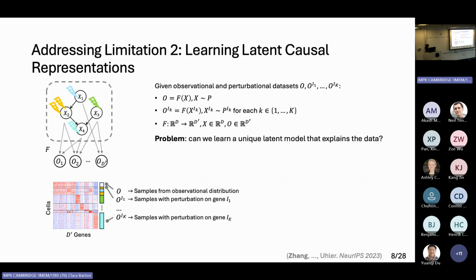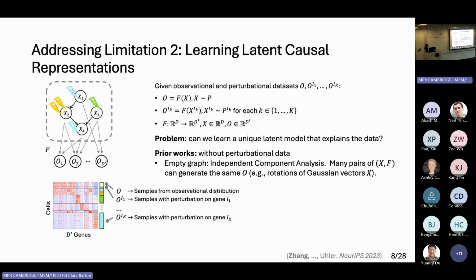So a precursor of this problem is the case without any perturbational data, where you only have access to O. And then the precursor assumes an empty graph between the latent variables. So all of them are independent. And that's known in the literature as independent component analysis, where you have independent latent variables that generate your observed O. And people have been solving this, and there is quite a lot of literature on it.